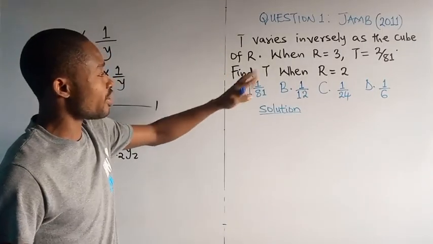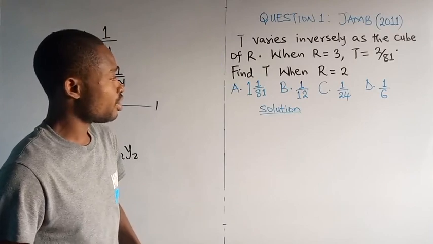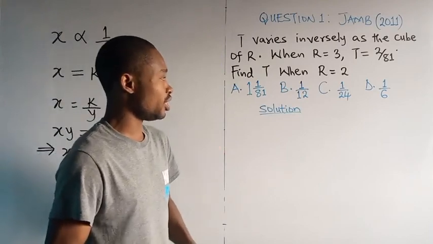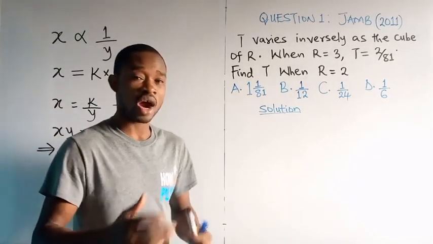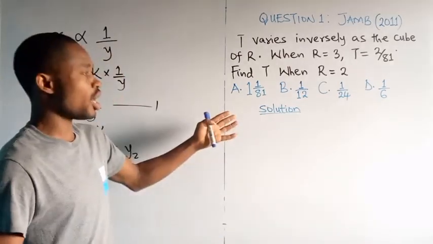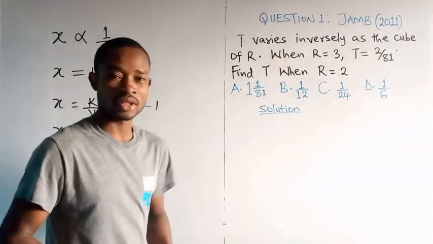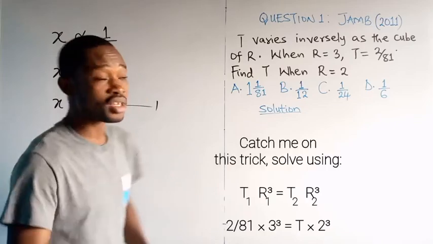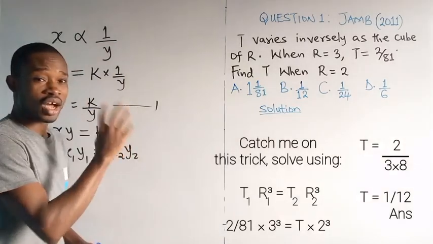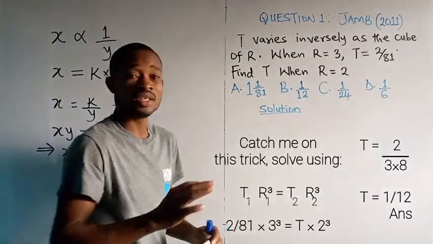Alright, so we've got the question. T varies inversely as the cube of R. When R equals 3, T equals 2 over 81. We are required to find T when R equals 2. We've got the options here. Because this is a JAMB question, but it doesn't matter. It's actually a 1 plus 1 stuff. Just once you understand the background of this variation, the problem is over.